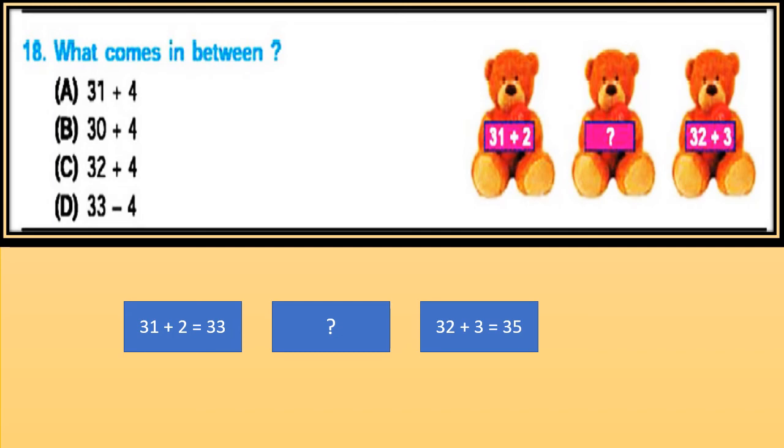So 31 plus 2 is 33. This is our first teddy. And the third teddy holds 32 plus 3, 35. So in between will come 34. Now you have to find which equations from A, B, C, D will give 34.